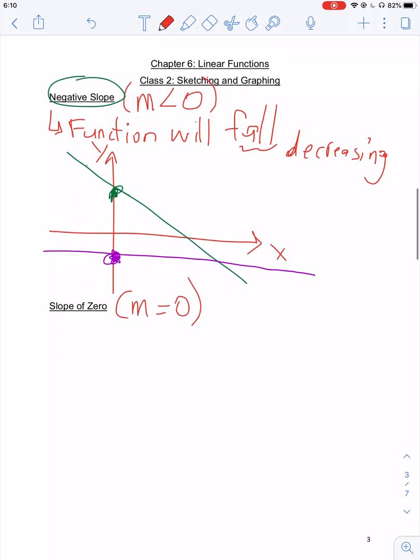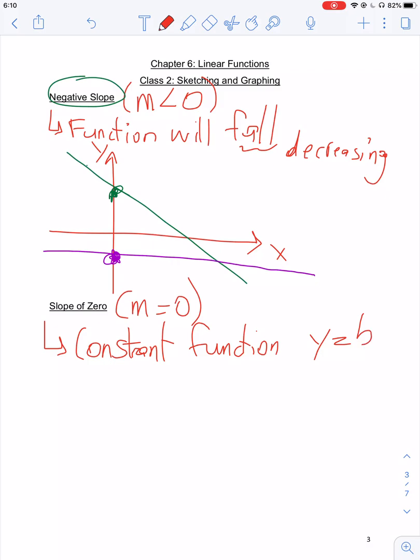Now, zero slope means when your slope is equal to zero, as you saw in the starter question. When this happens, then you have a constant function, okay? So y will just equal b, right? Y will always be a constant, okay? The y value doesn't change despite your x values. So your x values could be changing, but your y will be a constant.